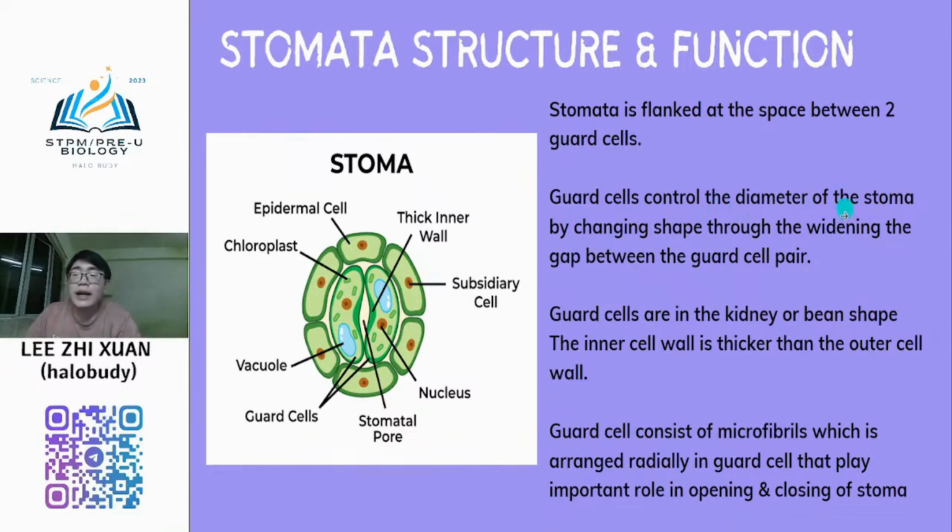What is the function of the guard cell? It controls the diameter of the stoma by changing its shape, widening the gap between the guard cells. So the guard cell plays the role in opening or closing the stomata. Later we will see the mechanism of opening and closing. Normally guard cells are kidney or bean shaped, like a human kidney or a bean.